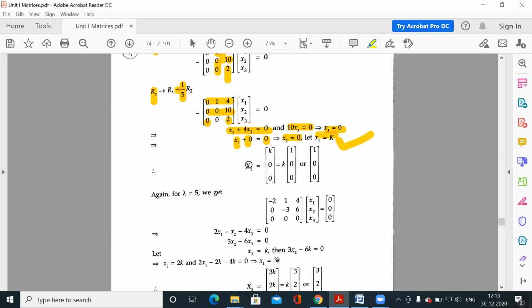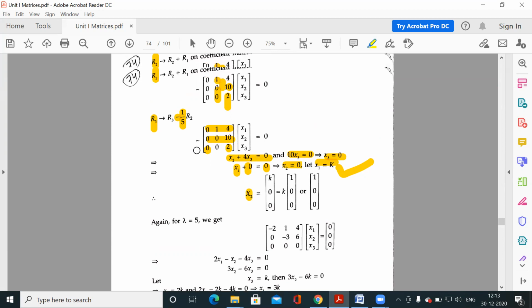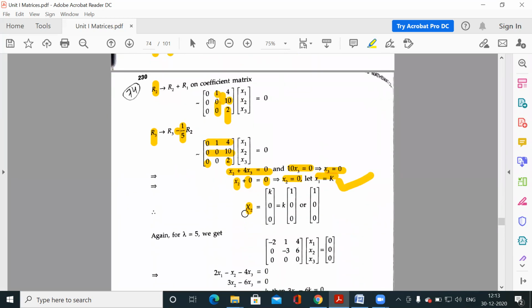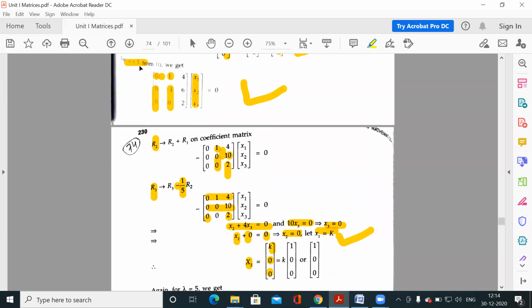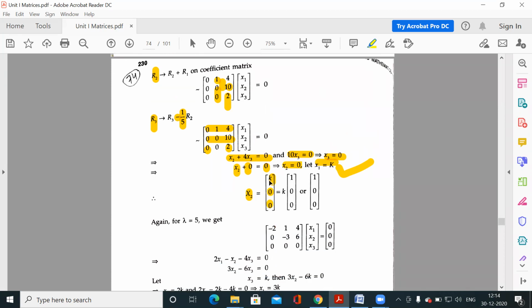So the second eigenvector, that means the eigenvector corresponding to eigenvalue 3, is x1, x2, x3: x1 is k, x2 is 0, x3 is 0. You can take any real number except 0 for k, because otherwise this vector would be 0, but we have to get a non-trivial solution. So you can take k as 1, minus 1, 100, minus 100, 1 by 2, 1 by 10, any real number. So again we have infinite number of eigenvectors corresponding to eigenvalue lambda equal to 3. Here we have taken k as 1, otherwise you can take any value.